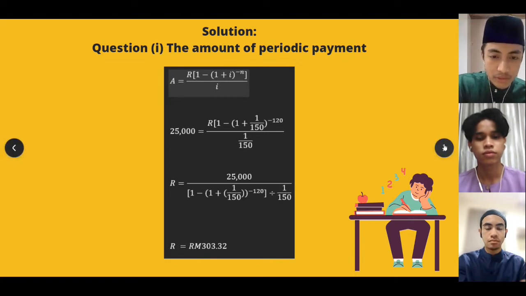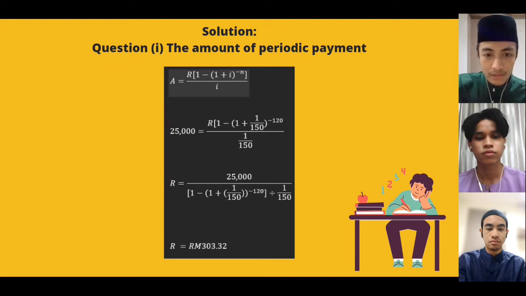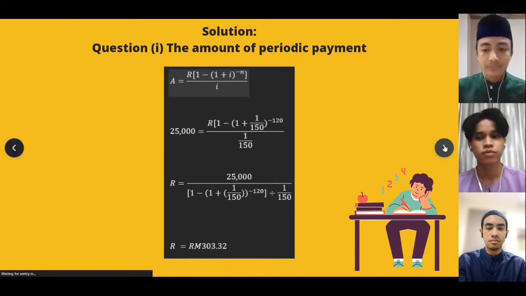So we need to find the R. So we take the R and bring it to the left side and take the 25,000 and bring it to the right side. So R equals 25,000 divided by [1 - (1 + 1/150)^-120] divided by 1/150. So you calculate it and we have the answer, which is R equals 303 ringgit and 32 cents. So moving on to the next question.